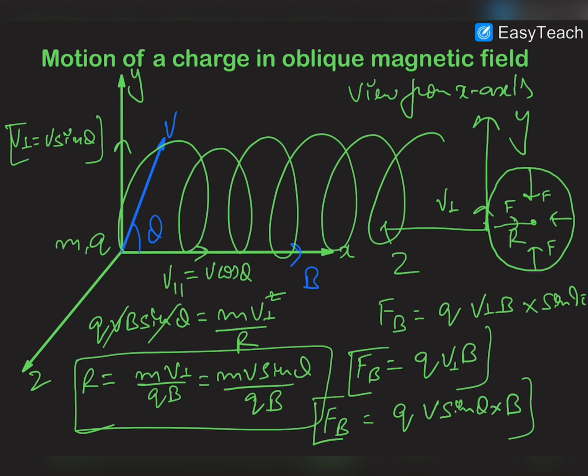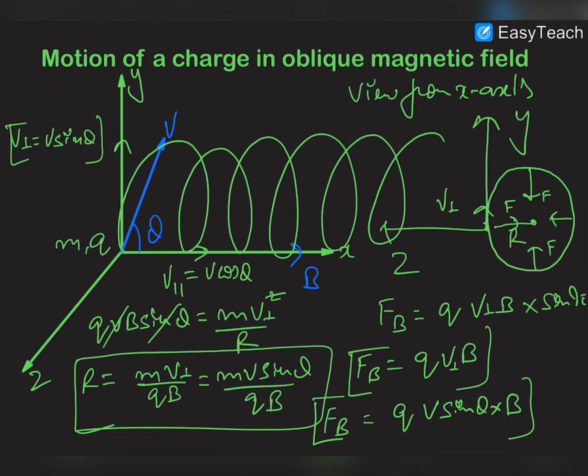Okay, so you would be observing a ring if you are viewing from the direction of magnetic field, but in general it would be a helical path, and this motion in the direction of magnetic field is due to the fact that this V parallel is the velocity of the charge in the direction of magnetic field, and this charge will move in the direction of magnetic field due to this component of velocity.